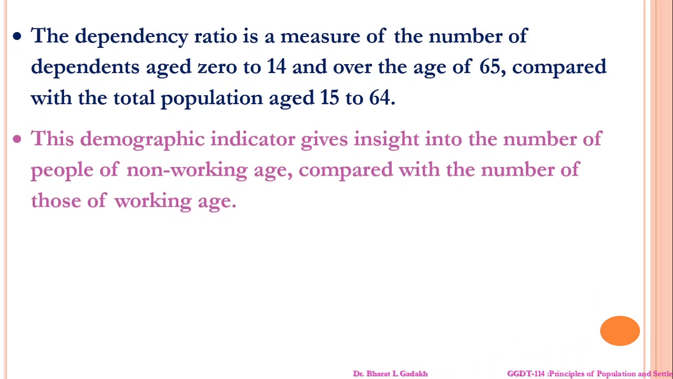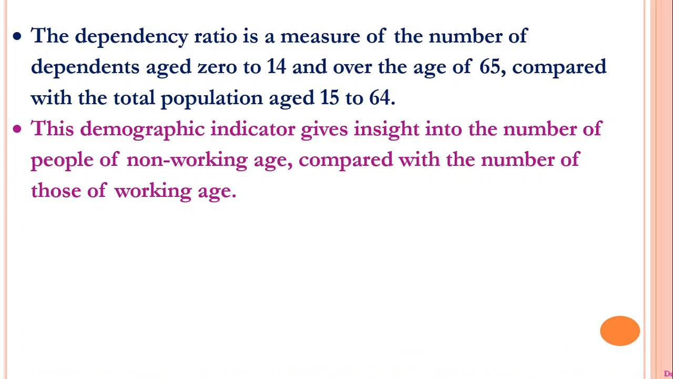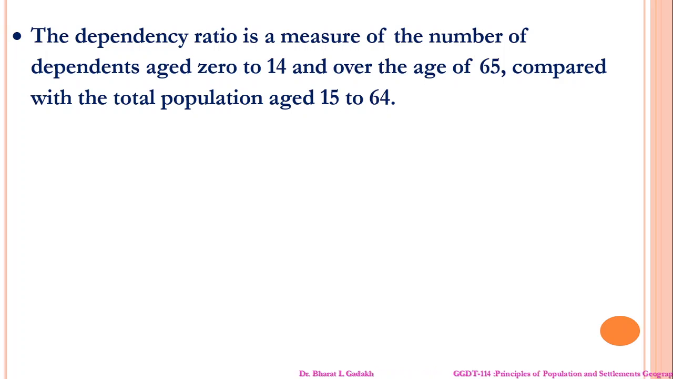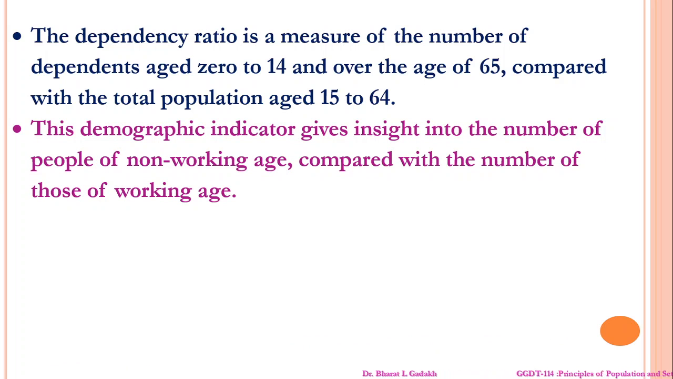Now, we will discuss the dependency ratio. What is meant by dependency ratio? Mainly, the dependency ratio is a measure of the number of dependents aged 0 to 14 and over the age of 65, compared with the total population aged 15 to 64. This is the dependency ratio. It means those persons aged 0 to 14 and over 65 are the dependents, compared to the population aged 15 to 64.